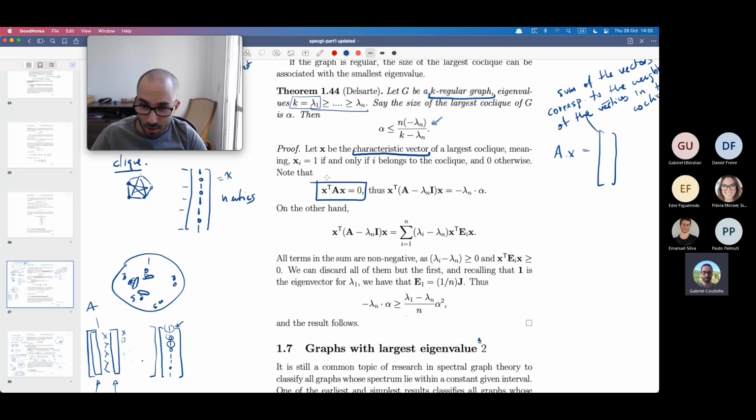Now this is where combinatorics meets linear algebra. As a consequence, if I replace this matrix in the middle by this, X transpose AX is 0, so the only thing that remains is X transpose times I times X times this number, and this is the result, because after all, X transpose X is equal to alpha. It's the size of the subset.